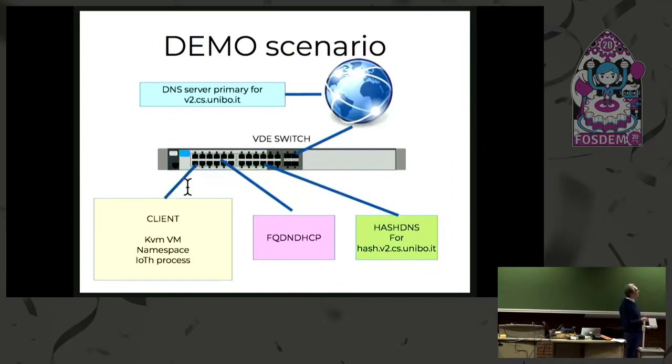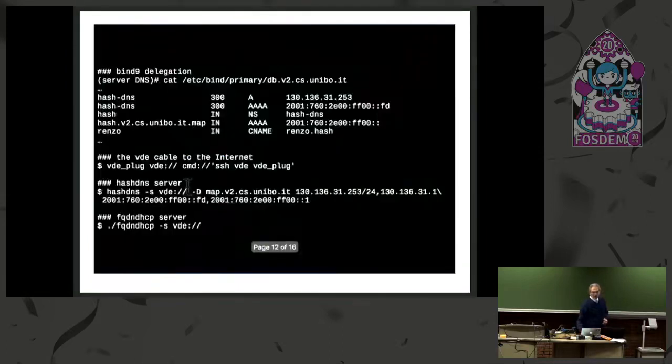In the local area network, we have the HashDNS, we have the fully qualified DHCP server, and I'm a client on the same net, okay? And somewhere I have a primary DNS server for this, which is one of our domains, v2.cs.unibo.it. Okay, let us follow the slides. Can you see the cursor?